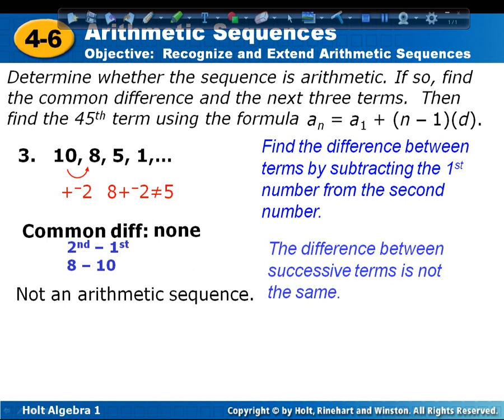Again, we're not saying that it's not a sequence. There could still easily be a pattern here. However, it is not an arithmetic pattern or an arithmetic sequence. Make sure you have that written down before you move on. You do not have to write the words in blue.